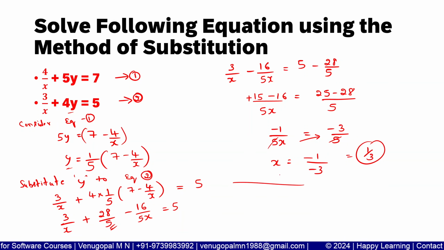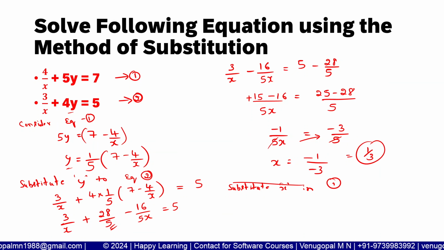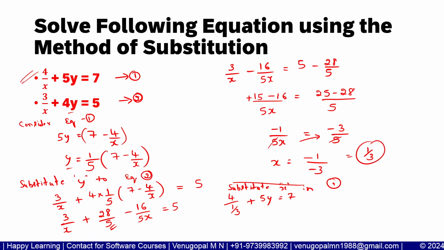Now we will have to take this x value and substitute it in one of these equations. So now let us substitute x in equation 1. The equation 1 is what? This equation. Okay. This one. 4 divided by 1 divided by 3 plus 5y is equal to 7. So this 3 will go above. 4 threes are 12 plus 5y is equal to 7.